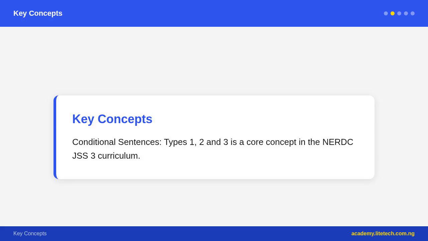Structure: if plus simple past tense, with would plus base verb in the main clause. Examples: if I were a teacher, I would explain things more clearly. If she had more money, she would travel to London. If it rained, we would stay indoors. Imaginary scenario, it is not actually raining.